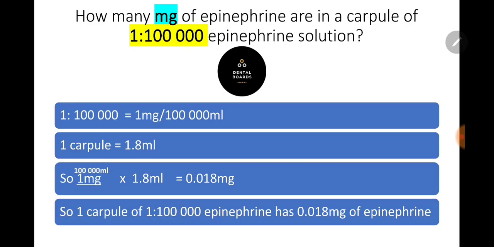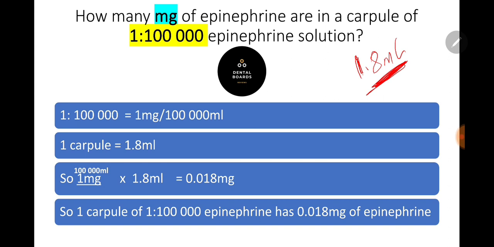Okay, so here's a question. How many milligrams of epinephrine are in one capsule of 1 to 100,000 epinephrine solution? Remember, one capsule has 1.8 mLs. So one standard capsule in dentistry here in the US. I've practiced in the US, so I know most of the standard capsules of lidocaine, but it's the same. So if your local anesthetic comes in a bottle, as long as that bottle has a volume on it, you can always calculate.